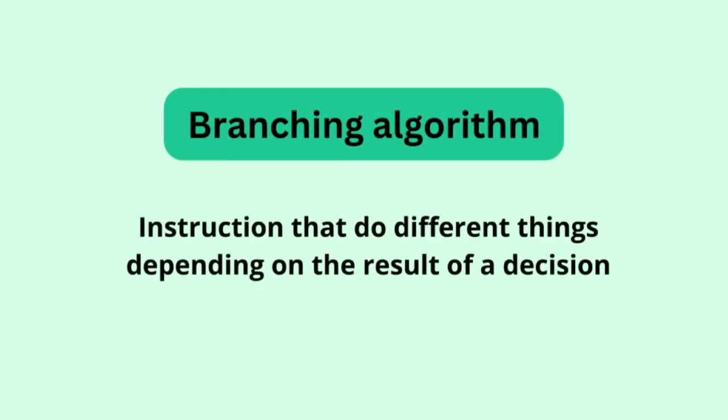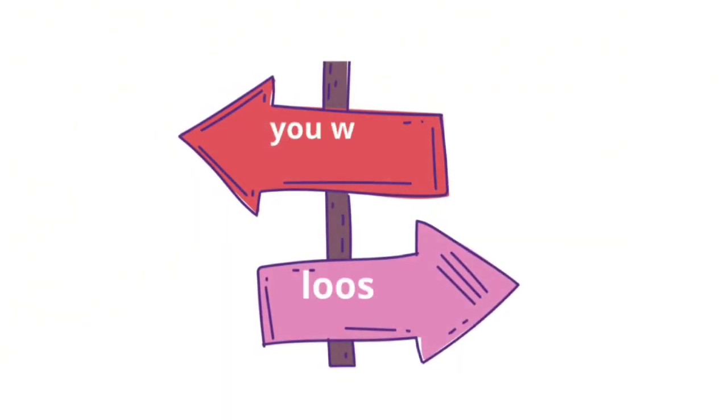And branching algorithm. Instructions that do two different things depending on the result of a decision. For example, in the Russian fairy tale Ivan Tsarevich and the Grey Wolf, Tsarevich stops at the fork of the road and sees a stone with an inscription. If you go to the right, you will lose a horse. If you go to the left, you will disappear. This is an example of a branching algorithm.